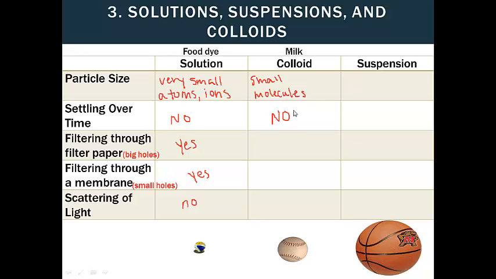For a filter paper versus a membrane, the colloid particles are smaller than the filter paper holes, so they will pass through, but they are larger than the membrane holes, so they do not pass through. For scattering of light, again, the bigger the particles, the more light they scatter, and since colloid particles are larger than solution particles, they will scatter light.